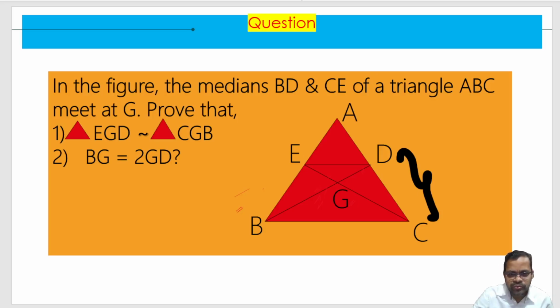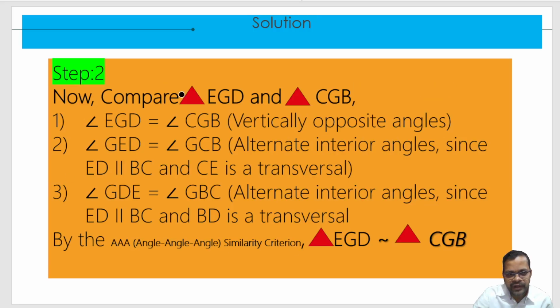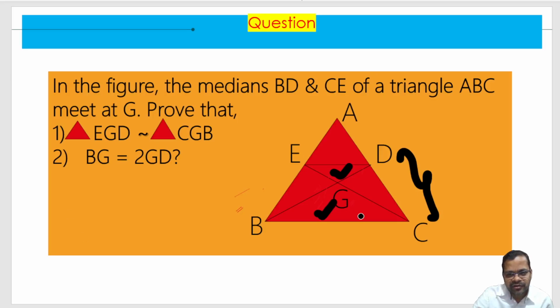So let's prove that. What is the first thing we have to prove? Triangle EGD is similar to triangle CGB. So let's solve it. Okay. So now compare the two triangles, EGD and CGB. Can you solve it? Yes, your guess is right. This angle is equal to this angle. Okay. Angle EGD is equal to angle BGC. Why? Because these are vertically opposite angles. Correct.